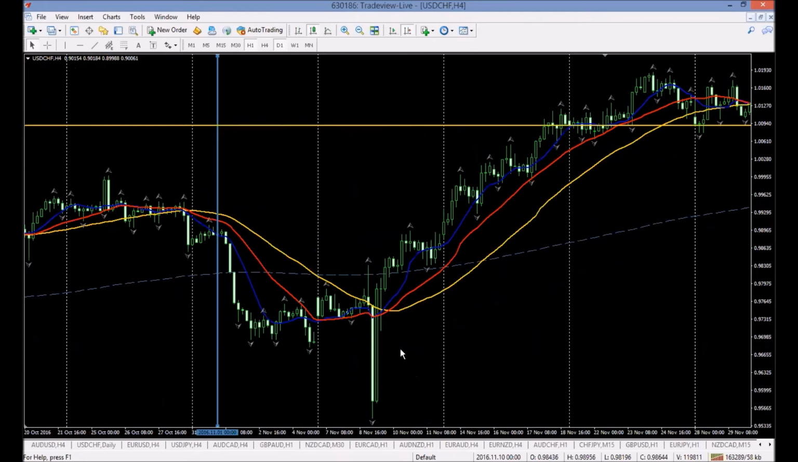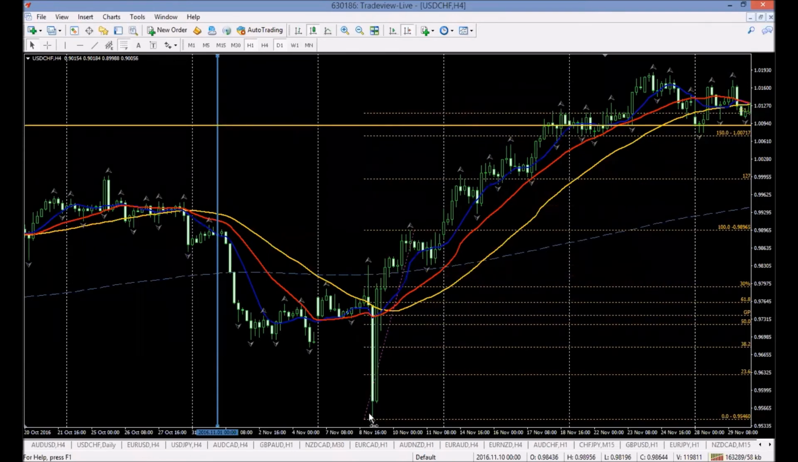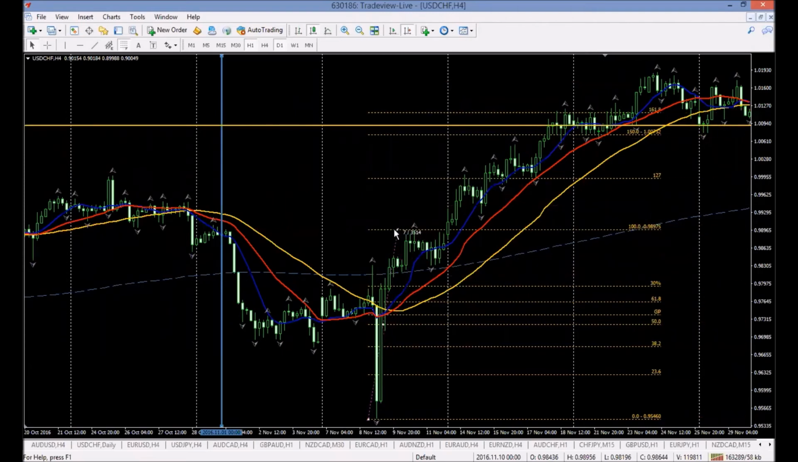So in your eyes and mine, we're looking at the break of the yellow one, which is the 50 MA. The break of the 200. We're thinking, okay, Fib that bad boy. I mean, oh, freaking simple. That's what we're thinking as we're watching it now.